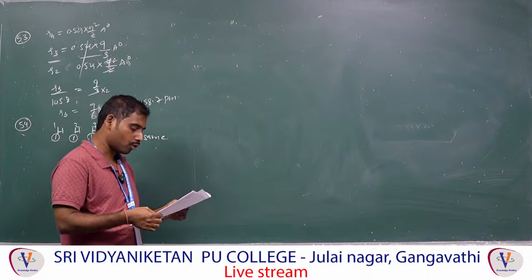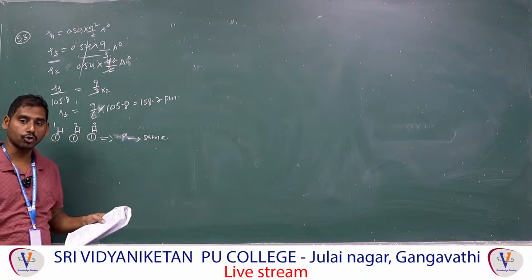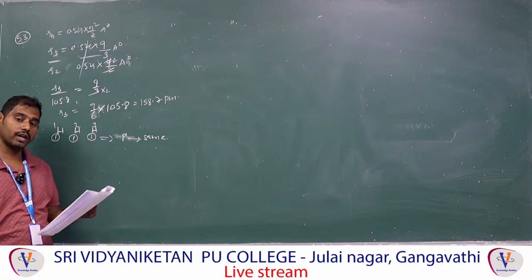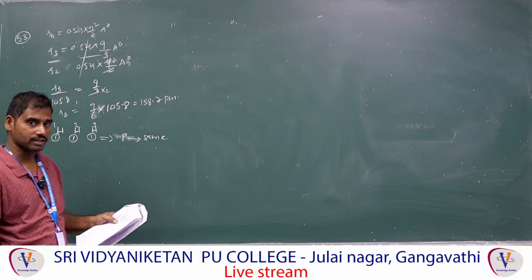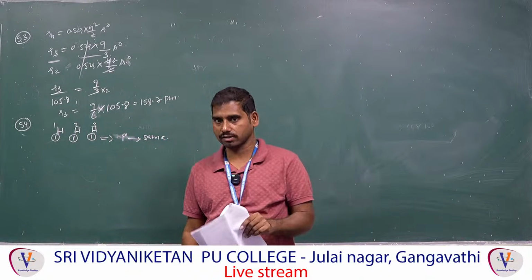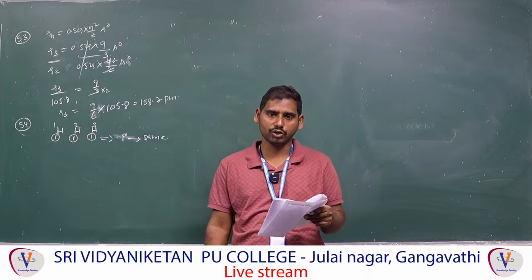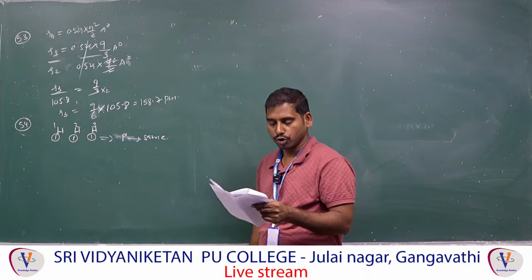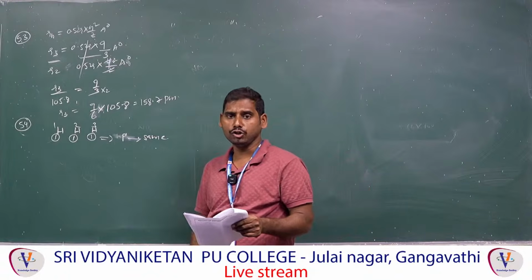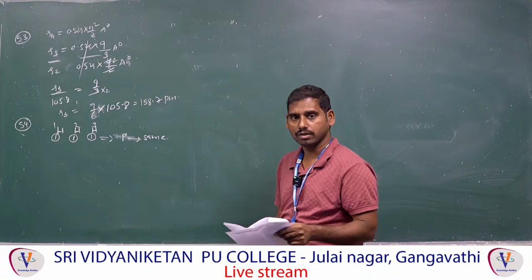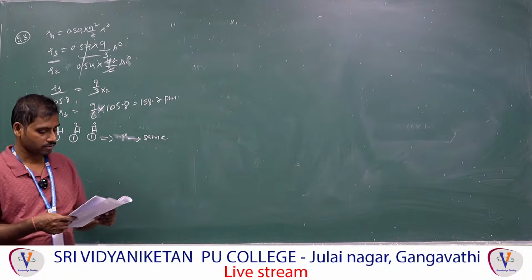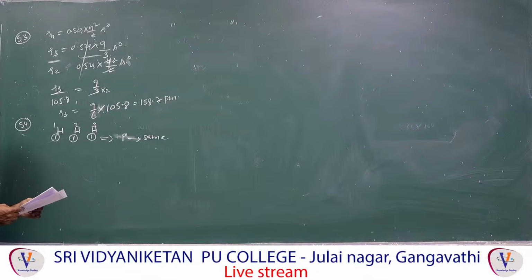Next one, proton and electrons are collectively known as nucleon. That is wrong. Proton and electrons are collectively known as nucleus, not nucleon. Nucleon is present in the nucleus. What is the name nucleon? Nucleon means protons plus neutrons. Protons plus neutrons is called nucleon. Protons plus electrons is called nucleus. Nucleon is present in the nucleus. So D is also wrong.